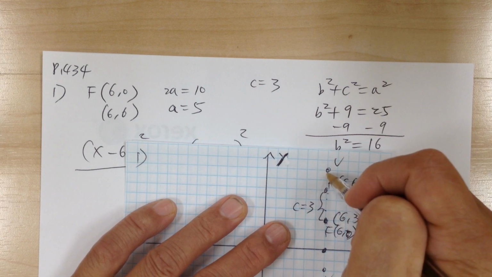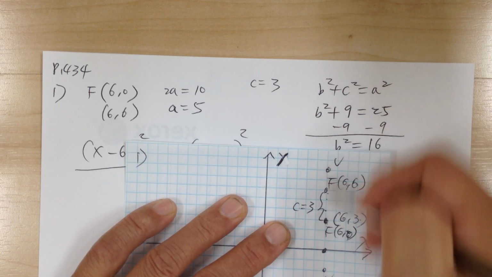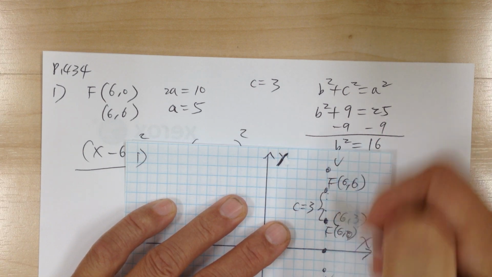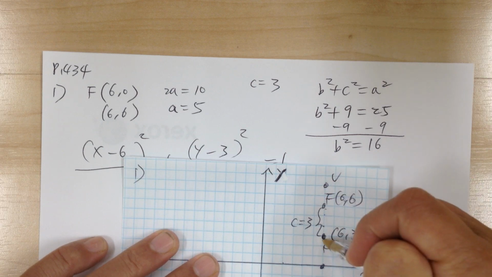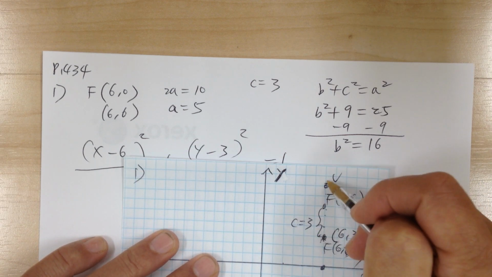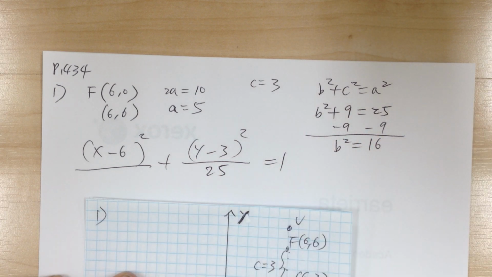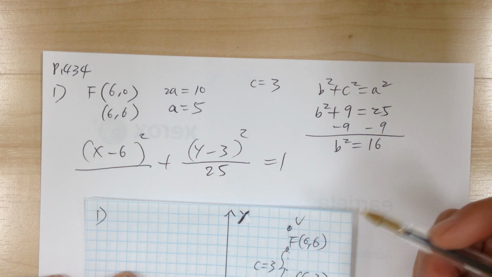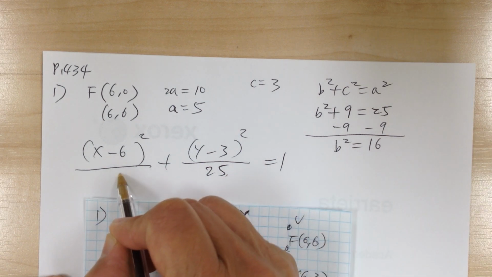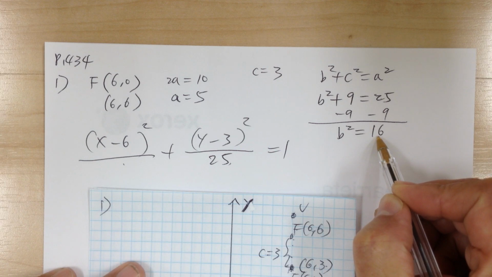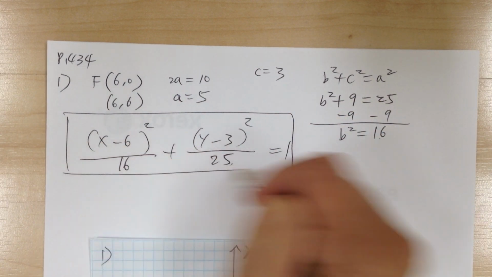Now, from the center to the vertex, that's your a. So a is always in the long direction, and it's in the y direction. So the 5 is in the y direction, so you square that and it has to go under the y. Make sure you keep track of which one you go under. Just look at the direction. And by process of elimination, if a squared goes over here, then b squared has to go over here, and that b squared is 16. So you put 16 over here, and that's it.